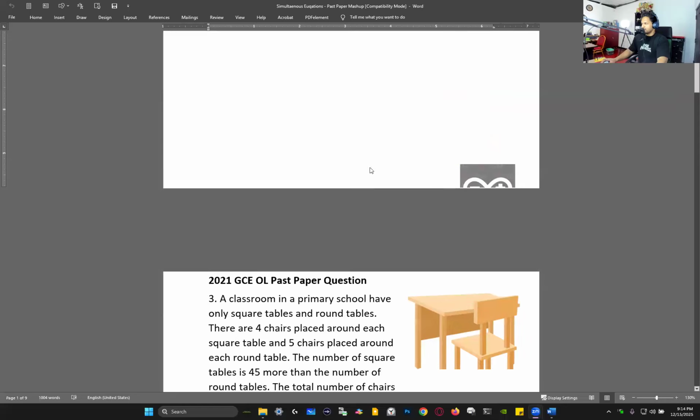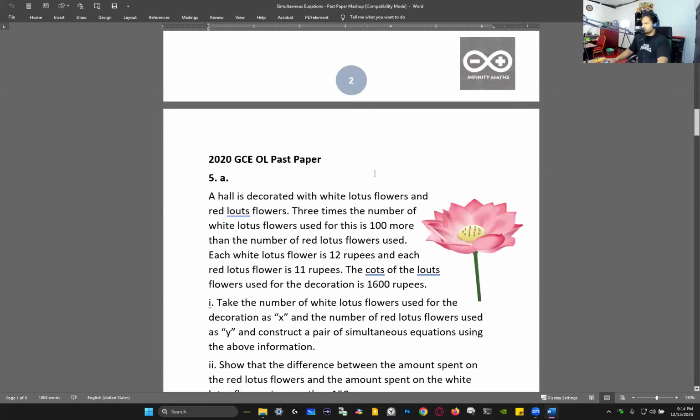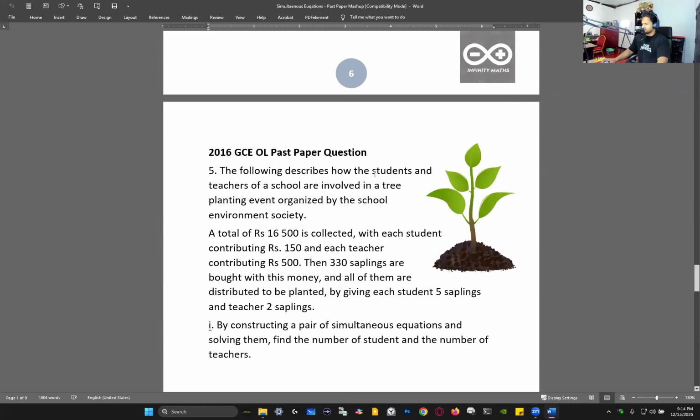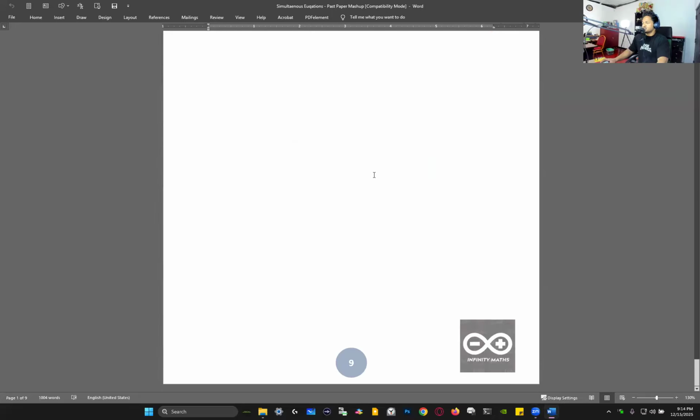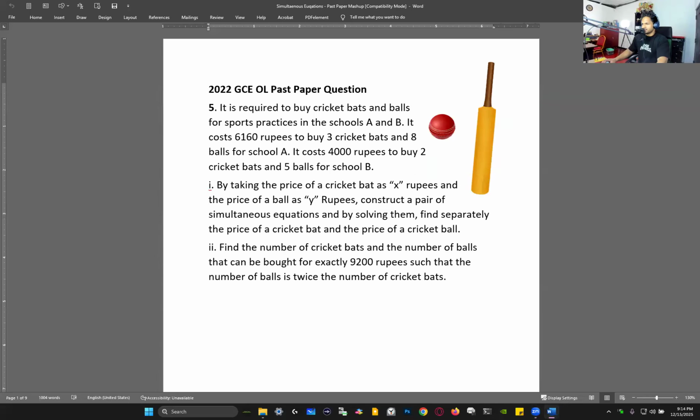Enough talking. Simultaneous equations. I have a PDF. We actually have made this PDF available. But why is there only 2022? Why isn't 2024 in this? 2023. 2024 is not there, unfortunately. Let's put 2024 also in the future.